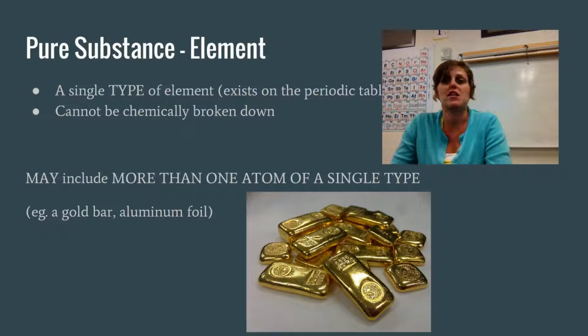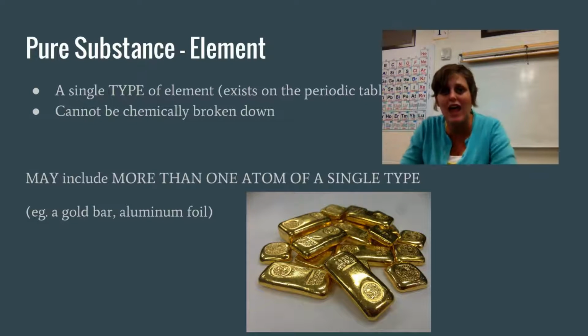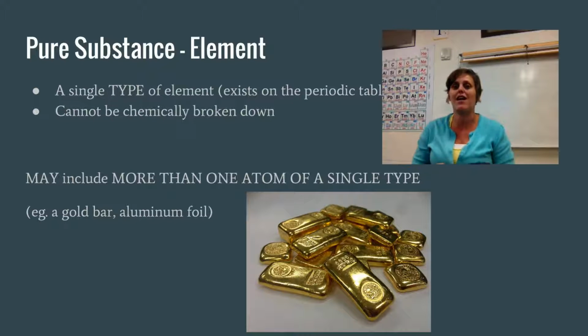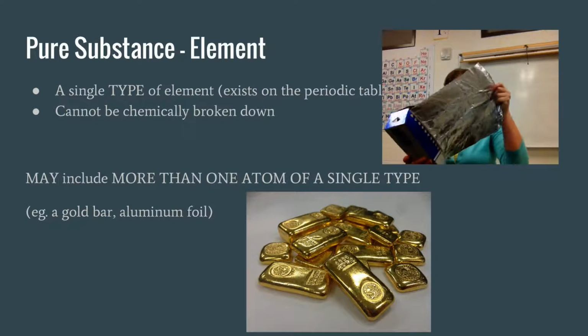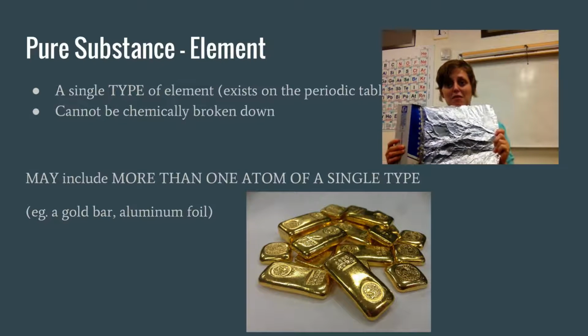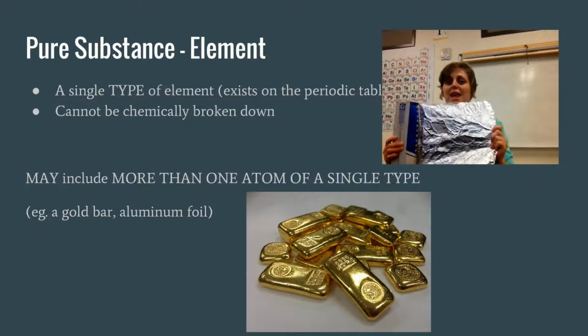A pure substance is an element, a single type of element that exists on the periodic table. Now this does not mean a single atom. It can be way more than just one quantity of atom, but it's going to be the same type. So for instance, aluminum foil. There's a lot of atoms here, but they're all the same type of atom. They're all aluminum, Al atoms. So they're all the same element.